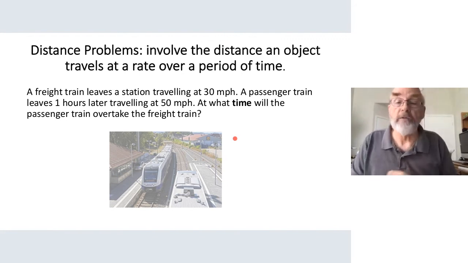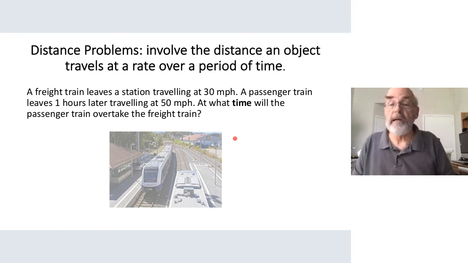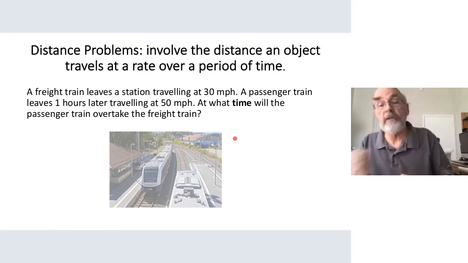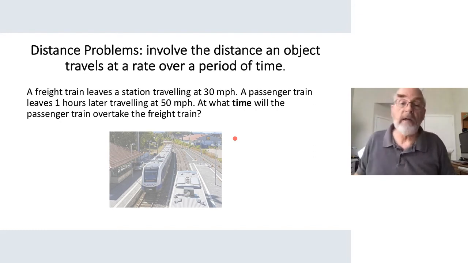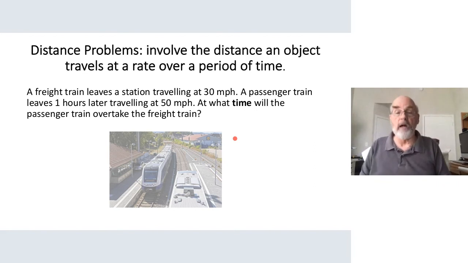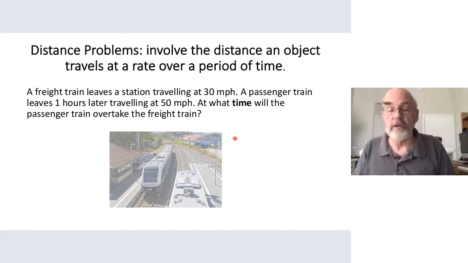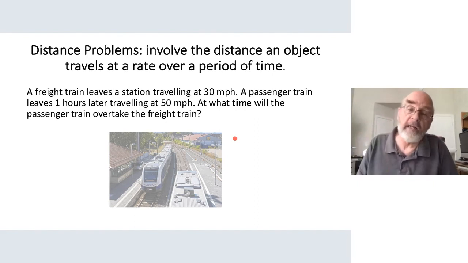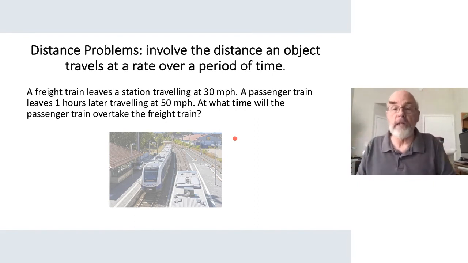So a freight train leaves the station traveling at 30 miles per hour. Passenger train leaves 1 hour later traveling at 50 miles per hour. At what time will the passenger train overtake the freight train? Well, there's a typical train problem for you. And we can use our problem-solving skills in order to help us understand that, come up possibly with an equation, solve it, and then see if we have a sensible answer. So those steps we can do.